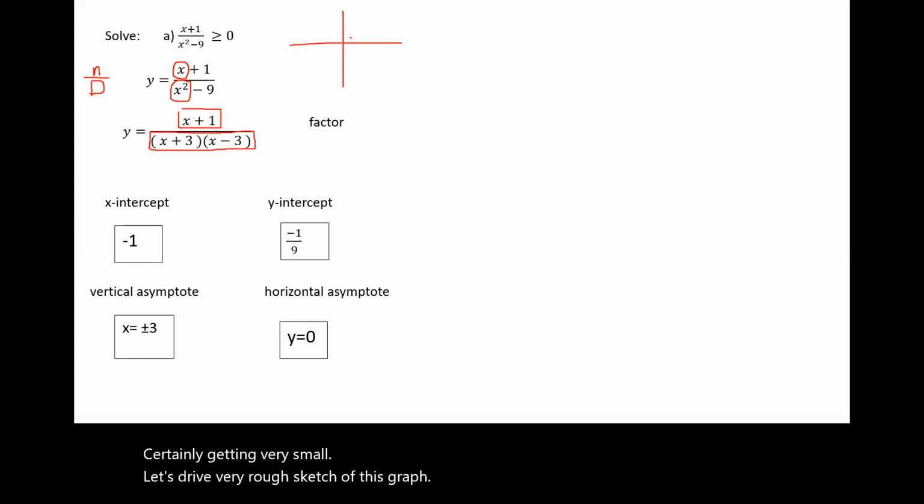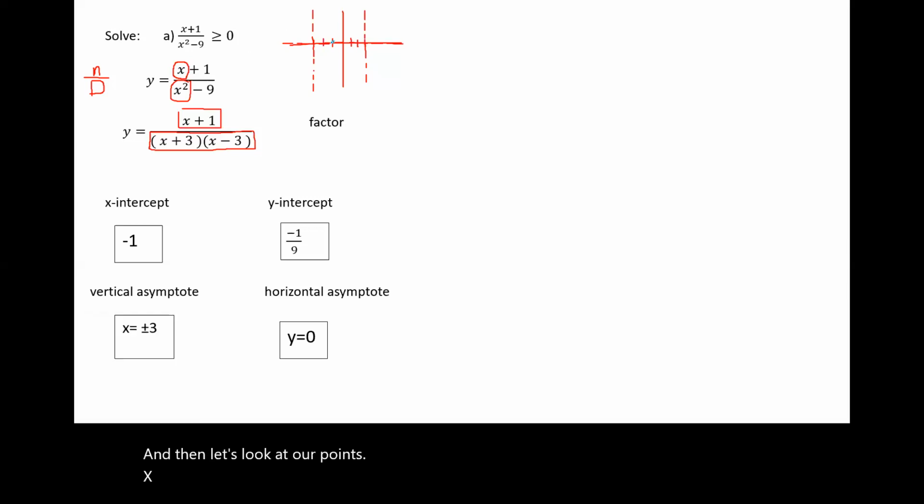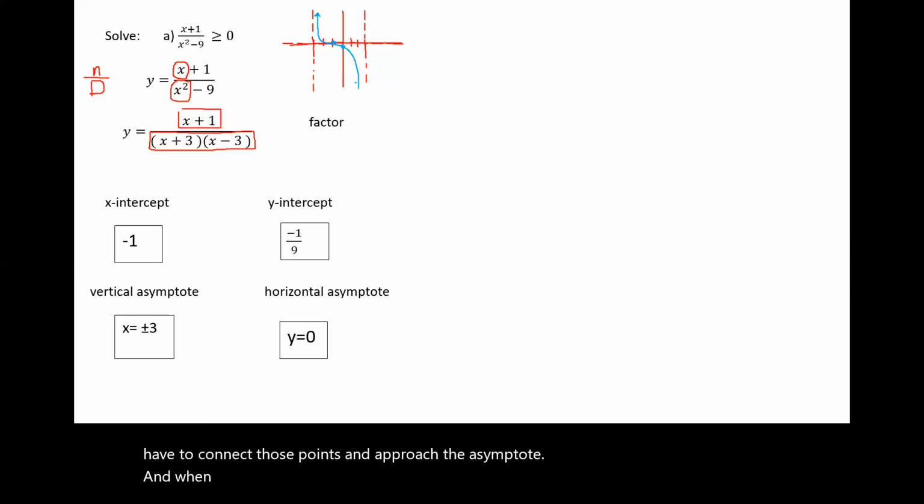We have vertical asymptotes at 3 and -3. Horizontal asymptote at 0. And then let's look at our points. X-intercept -1, y-intercept -1/9. Okay, let's start with these points. We have to connect those points and approach the asymptote. And when we pass through here, we approach the next asymptote.